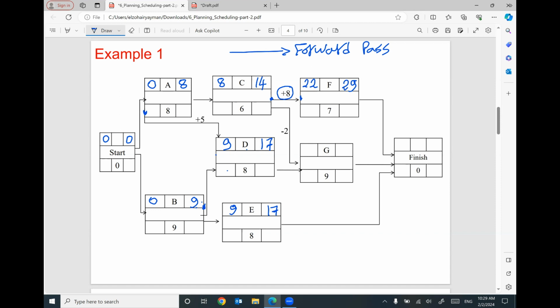For activity G, based on the relationship with activity D, the end of activity D at 17 will be the start of G. Or based on the relationship between G and C, there is a lead. So I will finish activity C at 14. I can start activity G at 12. That makes sense because we have advanced 2 days that can be used to start activity G. Which number am I going to use, 17 from D or 12 from C? I'm going to use the biggest number, which is 17.